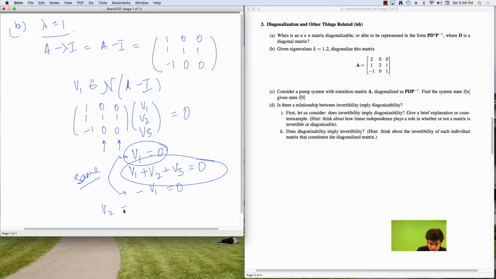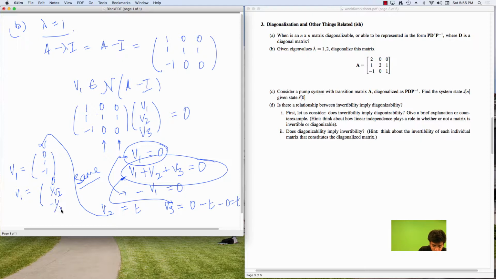So let's say v2 is some t. Then it follows that v3 must be 0 minus t minus 0, which equals negative t, where I get this from the equation up here. All of this lets us solve for an eigenvector. So the eigenvector corresponding to lambda equals 1 will be of the form (0, 1, -1), right? And if we like, we can normalize this to be (0, 1/√2, -1/√2).